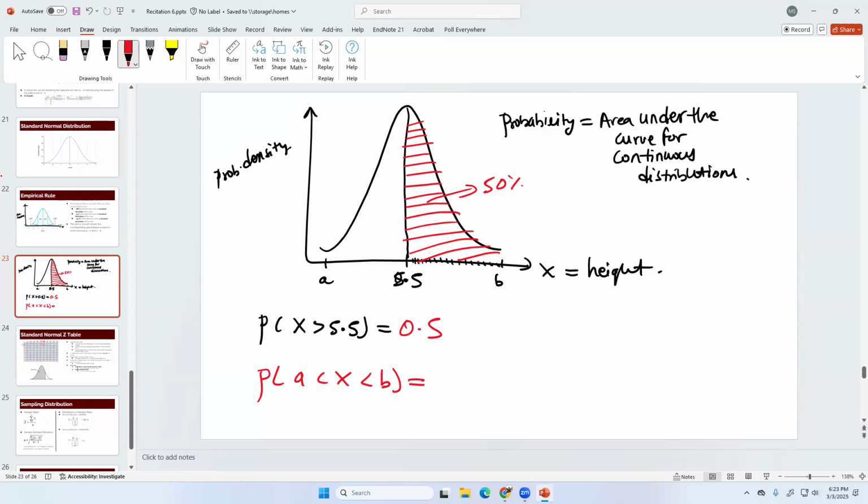Hundred percent, right? I'm asking what is the probability that X is between A and B. So what area should I highlight? The entire thing, right? And that is 1.